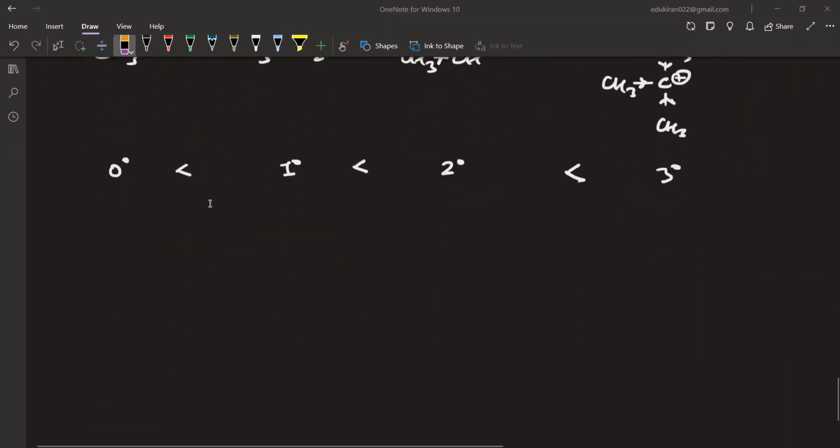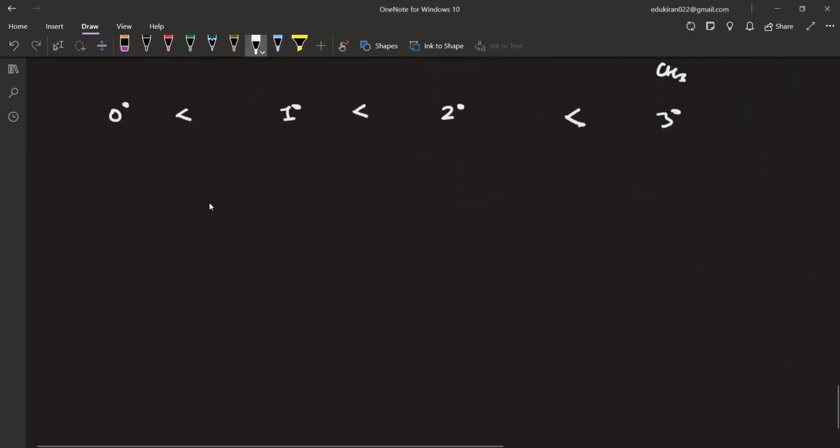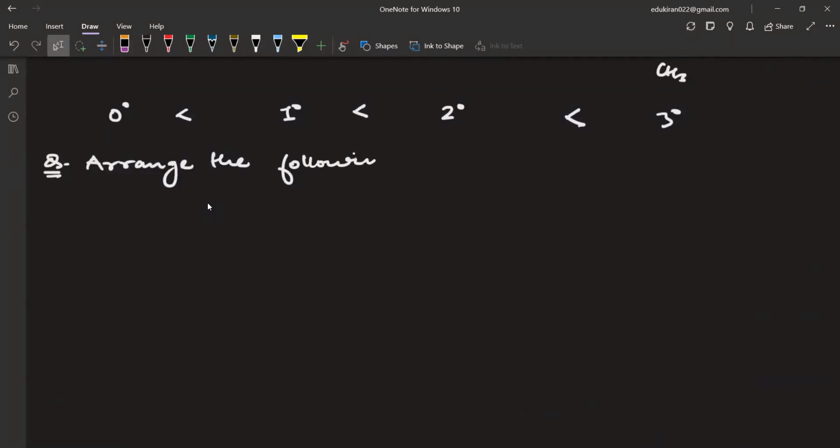Since all of you have written, write a small question. Arrange the following in increasing order of Sn1.